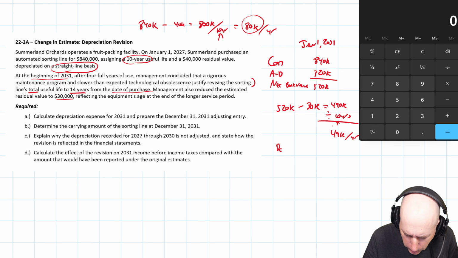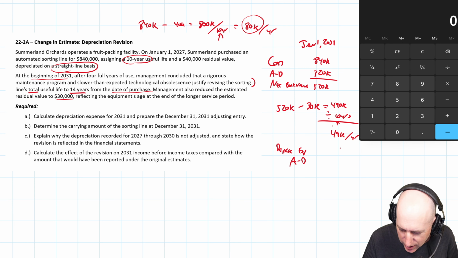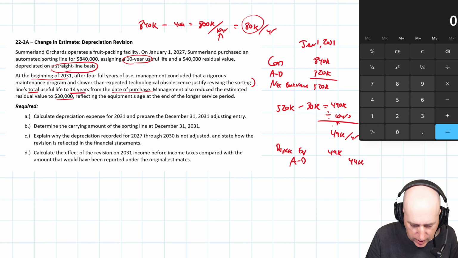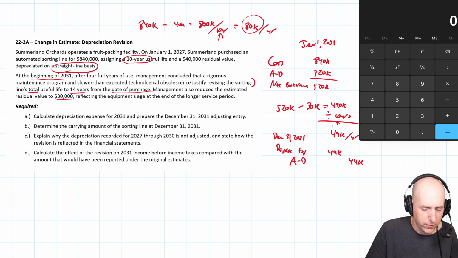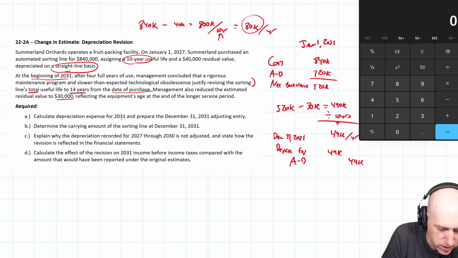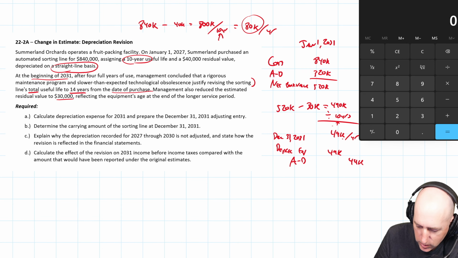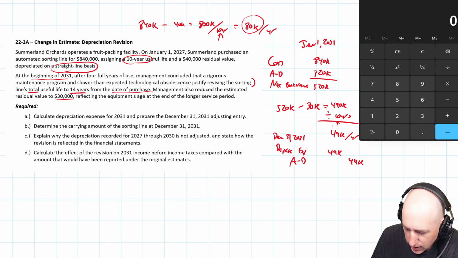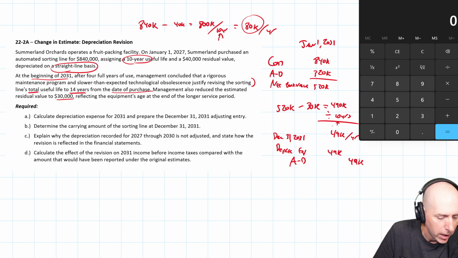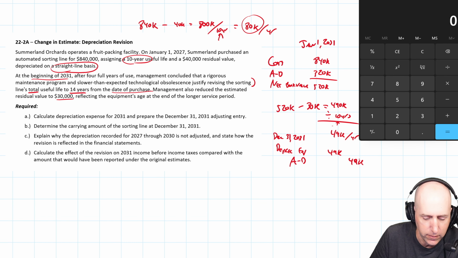So debit depreciation expense, credit accumulated depreciation for $49,000. That'll be our year-end adjusting entry on December 31st, 2031. I think I've fully answered the question. So calculate depreciation expense, $49,000. Prepare the December 31st, 2031 entry, debit depreciation expense, credit AD, $49,000.